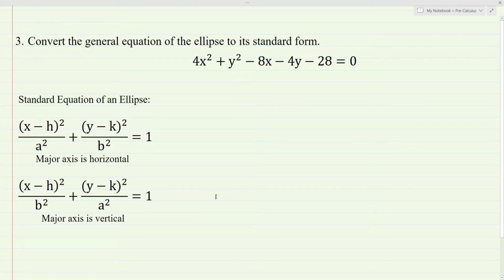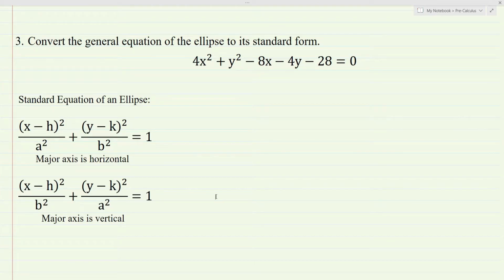The first one is (x minus h) squared over a squared plus (y minus k) squared over b squared equals 1. That is the standard equation when the major axis is horizontal. The second one is (x minus h) squared over b squared plus (y minus k) squared over a squared equals 1. That is the standard equation when the major axis of the ellipse is vertical.